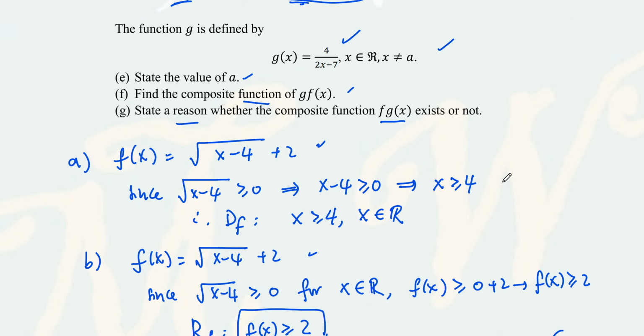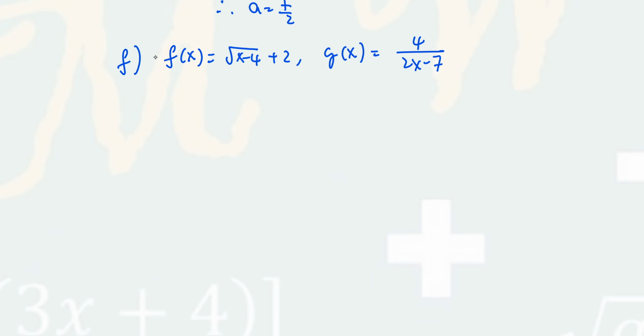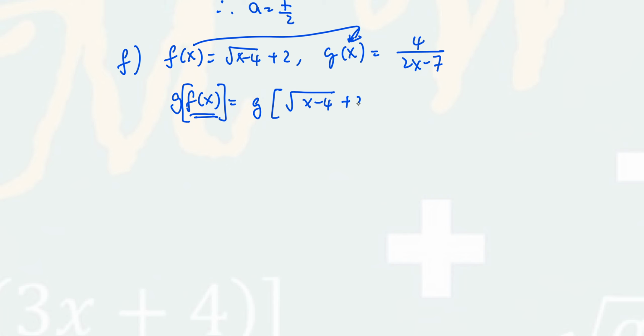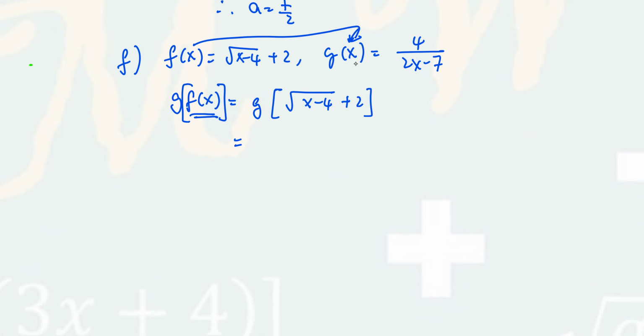So now you are asked to get the composite function of gf. gf means you replace the x in your g by f(x). You plug in this. That means I will write g of square root of x minus 4, plus 2. This is my f(x). And now what to do here is this x will be replaced by all this.